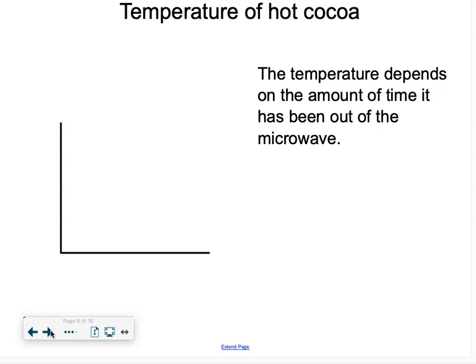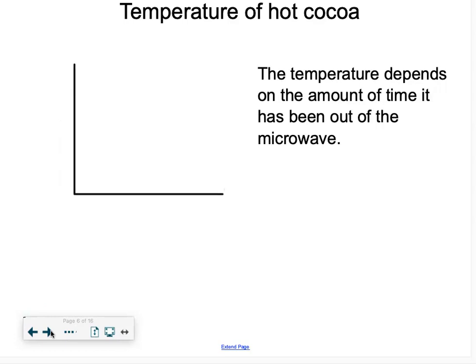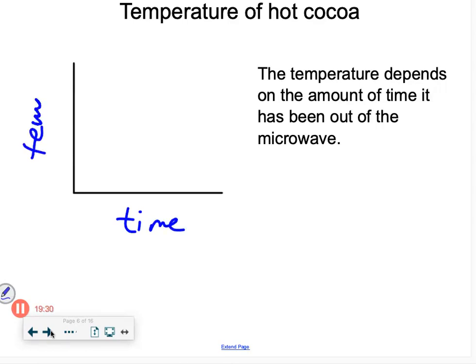All right, the two things we're talking about here are time and temperature. So what were you thinking would be a good thing to put on the x-axis? Time. Okay, so as time goes by, what's happening with the temperature?